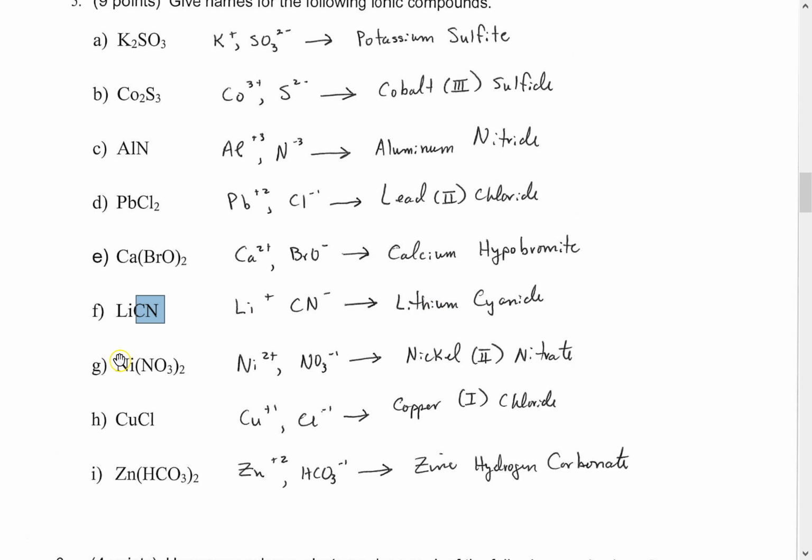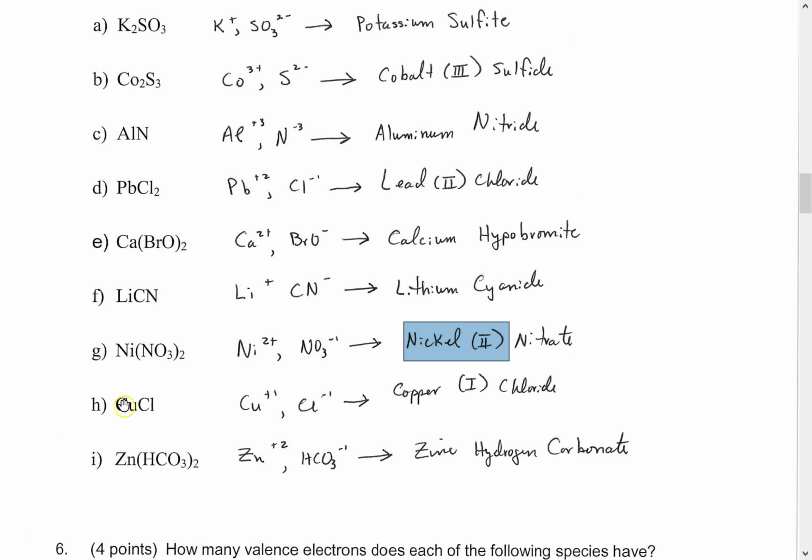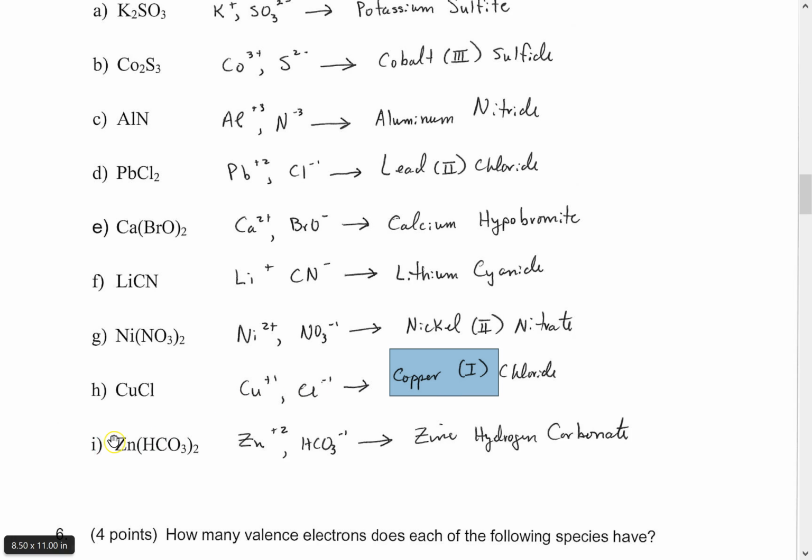The next one we do use Roman numerals for, though. If we reverse crisscross, we've got a nickel cation with a +2 charge, and of course nitrate with a -1 charge. We do have to use Roman numerals with nickel, so it's going to be nickel 2, and the last name is nitrate. For H, we have to crisscross too. We have chlorine with a -1 charge. That means that if we have one of each, one copper and one chlorine, the copper must have a +1 charge. And with copper, we need to use Roman numerals, so the first name is going to be copper 1 chloride.